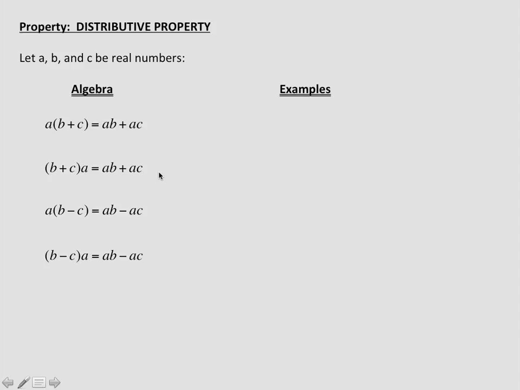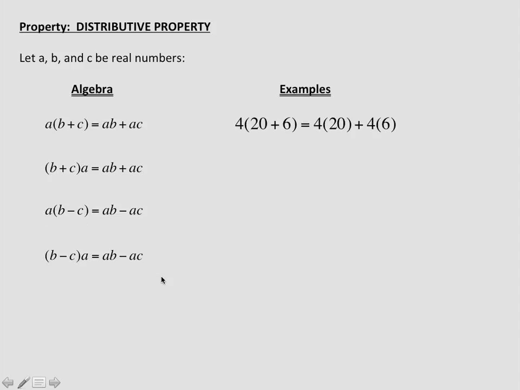Somebody would ask, does it have to be AB or could it be BA? Normally you'd write it alphabetically, but since we know in multiplication the order doesn't matter, you could write it BA, but like I said, normally we write it alphabetically. Here we'd have AB minus AC. Here you would have AB minus AC.